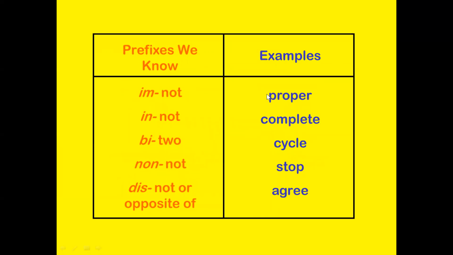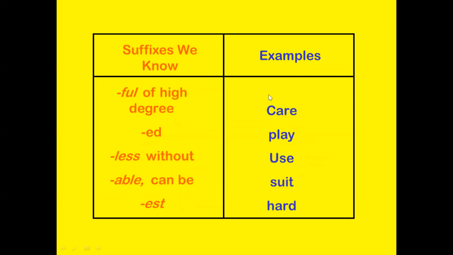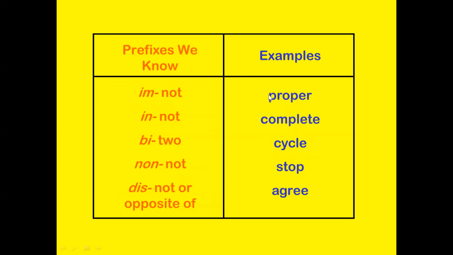I think it is not possible. Let me tell you orally. If I add in with proper, the word proper means right, but if I add in with it, it would become improper. Now the word improper would give the negative meaning. Proper means right and improper means not right.